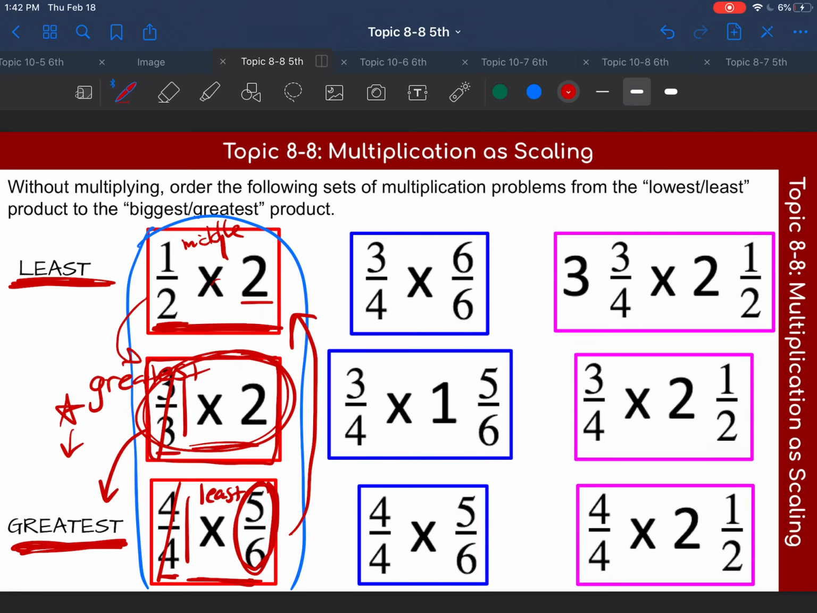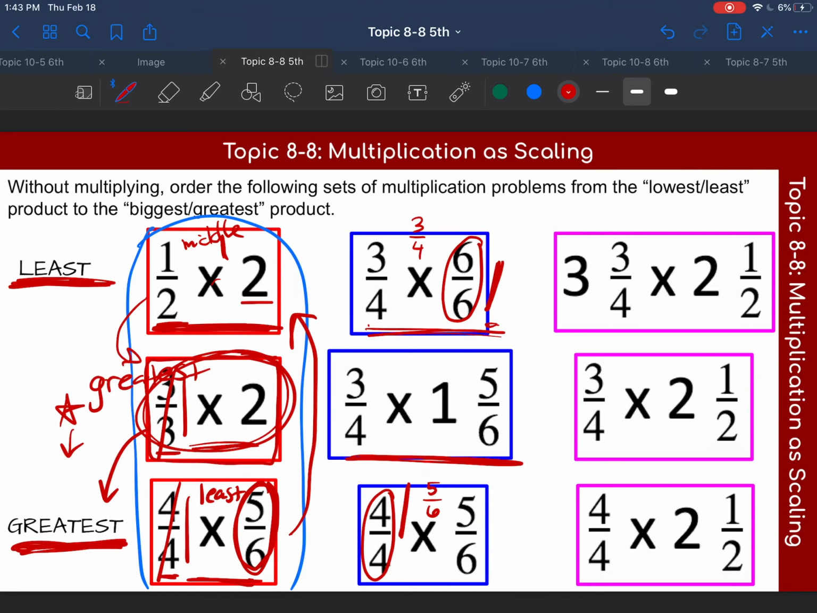Now, let's look at this next one. Again, the same type of concept. We have 6/6 here, which is equal to 1, and we have 4/4 again, which is equal to 1. So we have 3/4 times 1, which would be 3/4. We have 1 times 5/6, which is 5/6. And then we have 3/4 times 1 and 5/6.